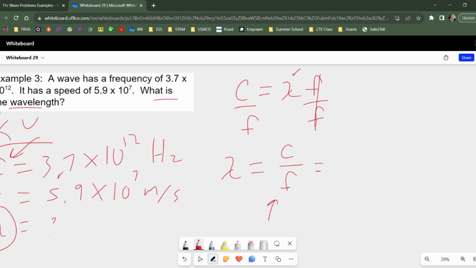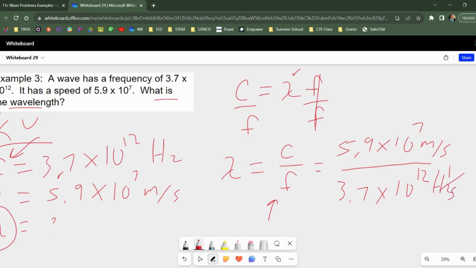So the speed of this wave is 5.9 times 10 to the 7th meters per second. Please put your units. And then divided by the frequency, which is 3.7 times 10 to the 12th hertz. Right? Again, hertz is 1 over seconds, and that means I have seconds up top and seconds on the bottom, and those cancel, and I'm going to be left with meters, and that makes sense because I'm looking for wavelength. Please take a second, plug that into your calculator.